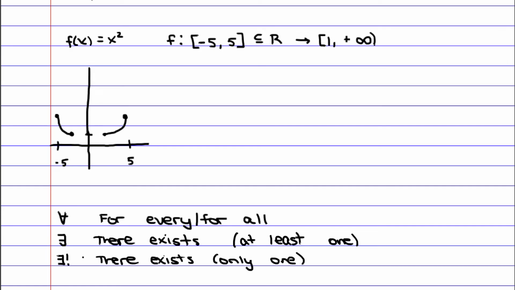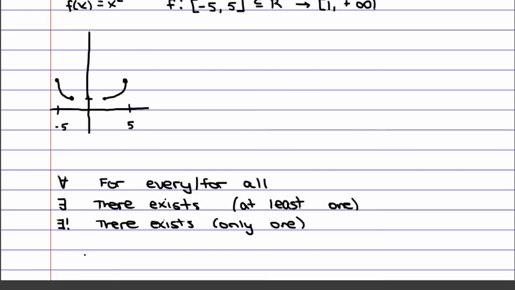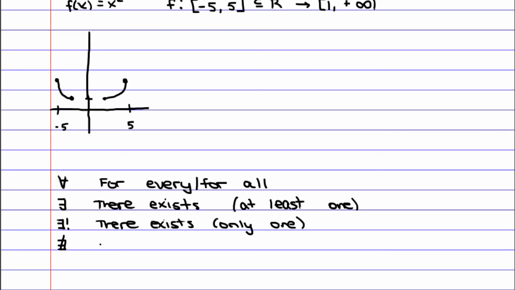This one is used very rarely. It only comes up in one specific theorem later on. And then you have the backward E with a line through it. That means there does not exist. So this is used when you have no solutions.